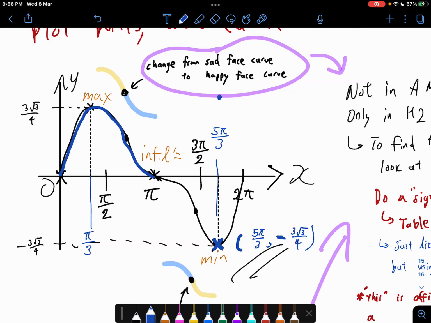So you just have to be careful of the reflection. Let me just model it. And also, by the way, after you multiply by negative 1, positive 3 root 3 over 4 is the same as this point over here, which was the maximum point. So make sure that when you reflect, it's the same height. So I'm just going to do that. Roughly something like this. Okay, M shape.